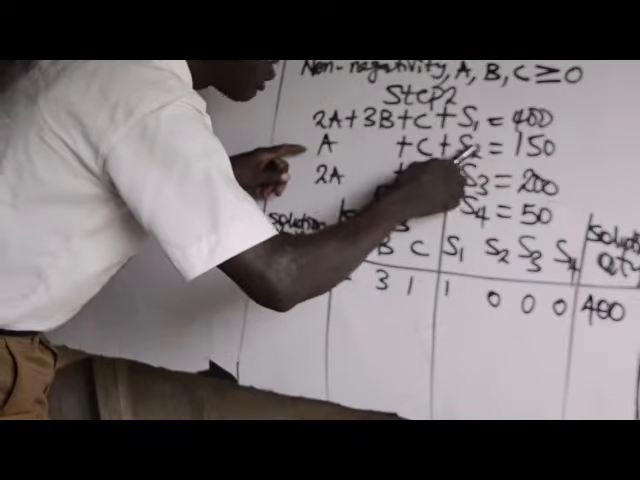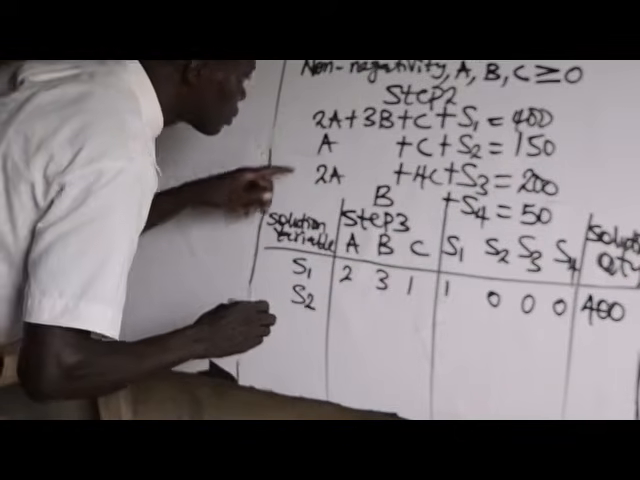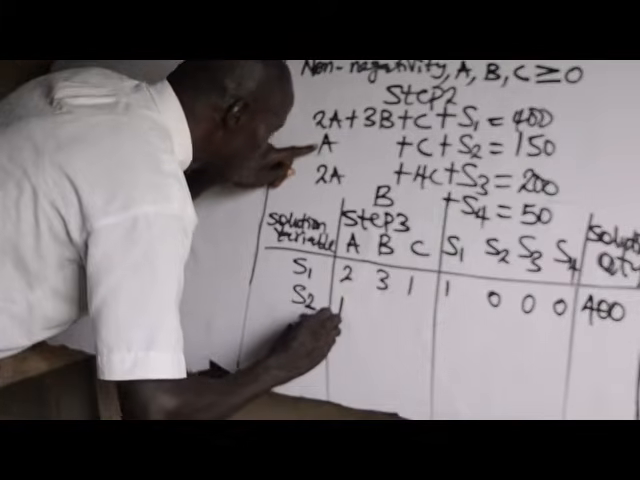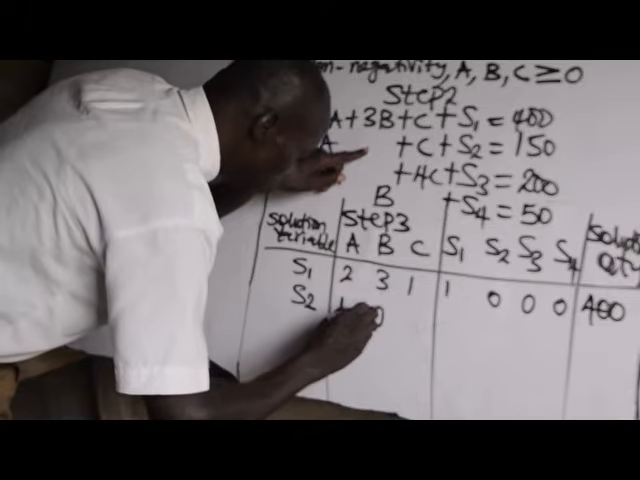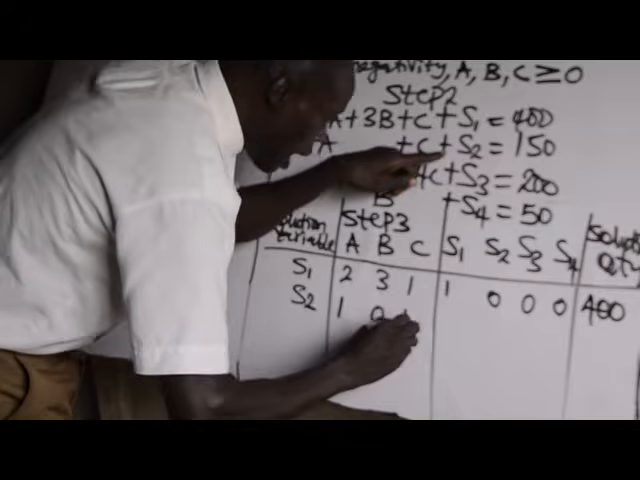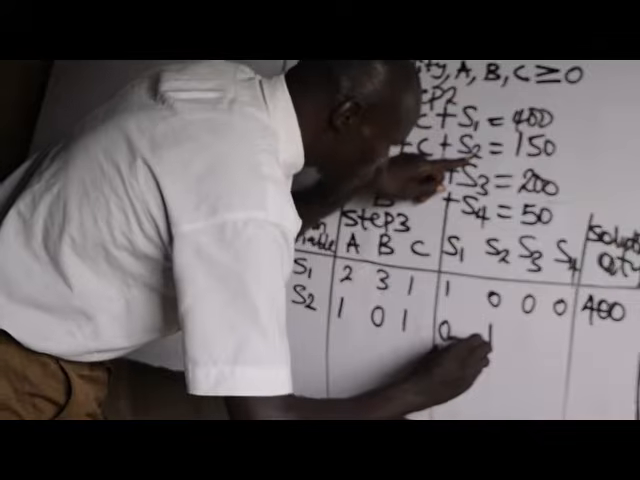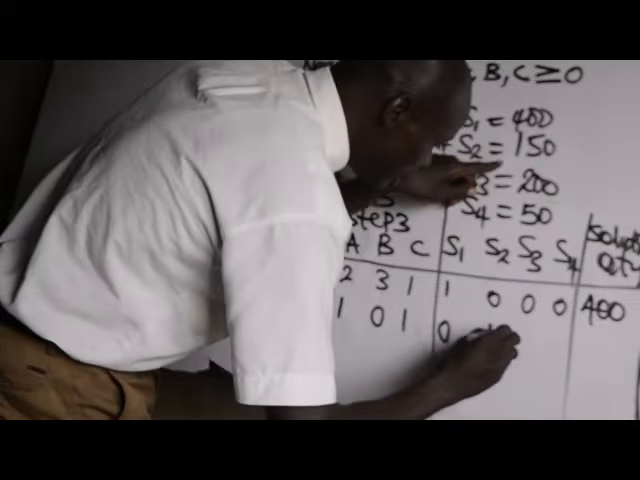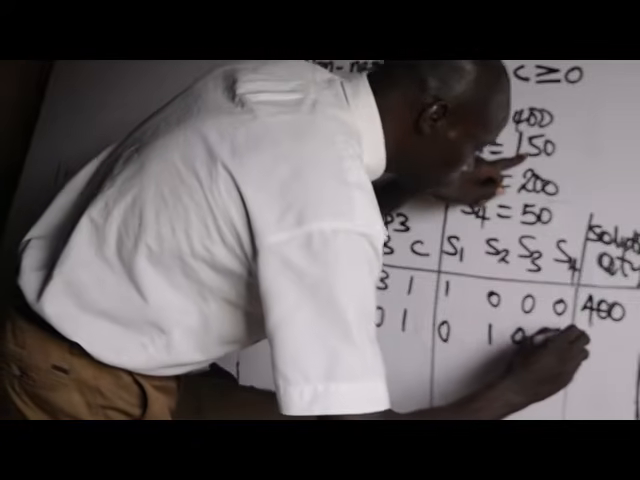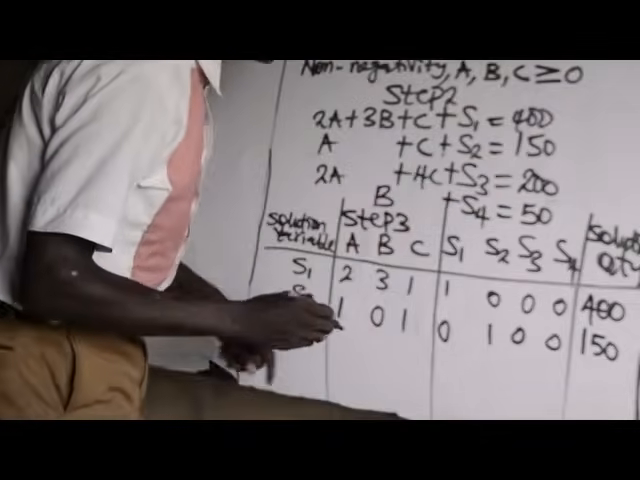Then, the second equation contains slack 2, so you put S2. Coefficient of A is 1. No B, so you put 0. Coefficient of C is 1. No slack 1, so you have a 0. We have slack 2, so you put 1. No slack 3, you put 0. No slack 4, you put 0. And you have it equal to 150.